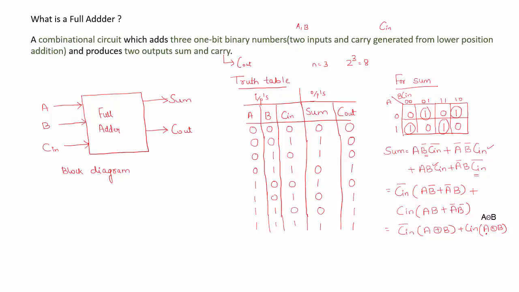So A XNOR B is nothing but not of A XOR B. So if I look at this expression, this can be further simplified as A XOR B XOR C in. So this is your expression for sum.